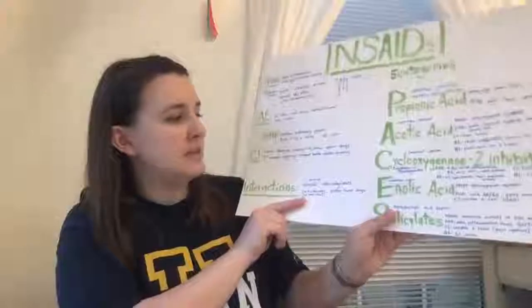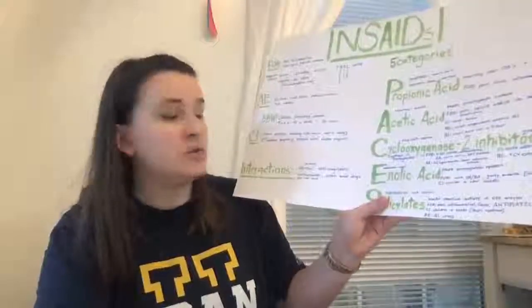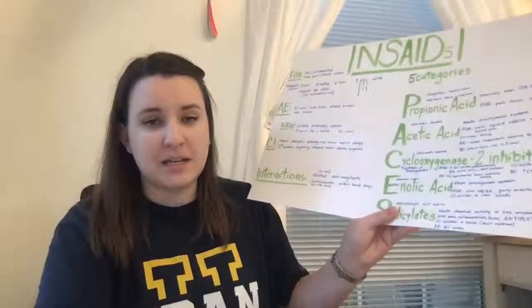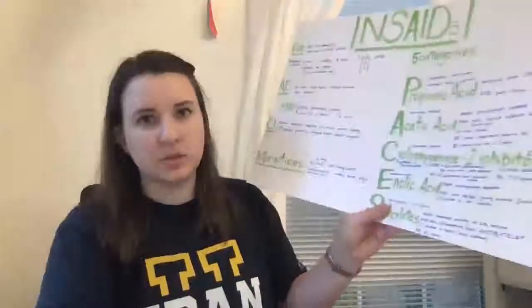Interactions with NSAIDs include alcohol, anticoagulants, corticosteroids, and protein-bound drugs. If a patient takes alcohol, there's a risk for a GI bleed with their NSAID. With corticosteroids, they can make ulcers in the body.